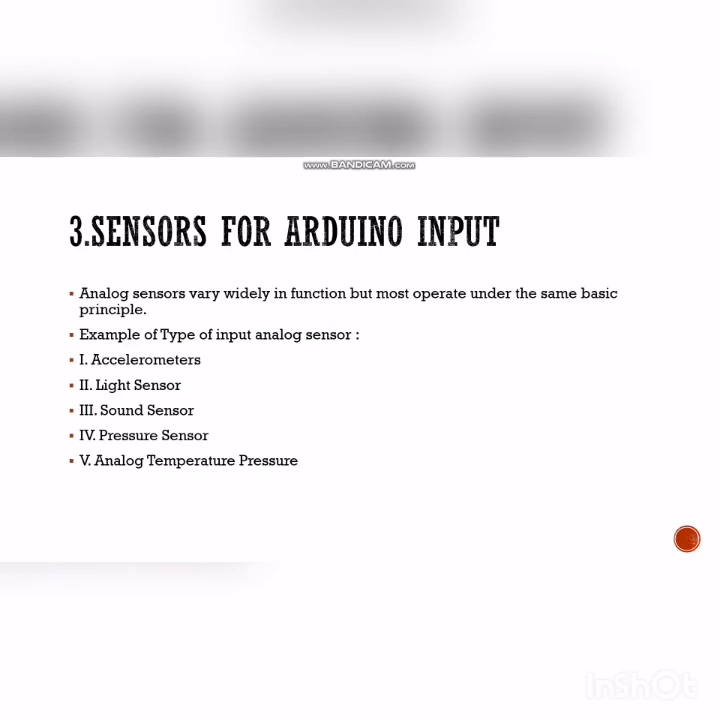Okay guys, my name is DHARMARAJ. Let's see the sensors for Arduino input. The first one is analog sensors, which mostly operate under the same basic principle. Examples of input analog sensors are accelerometers, light sensor, sound sensor, pressure sensor, and analog temperature sensor.